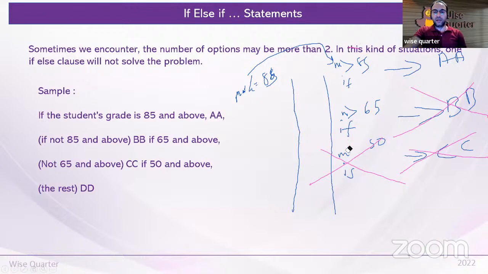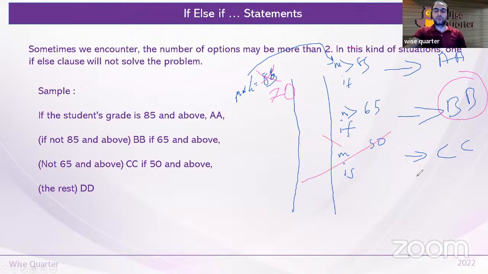If the second one is right, let's say the first one is not right, and the user has got 70 points. Mark is not higher than 70. Is it higher than 65? So the user should get BB, and the system should not check the last one. If it checks it, it will give CC, so it shouldn't check it. If one of the if statements is correct, the system should not continue.